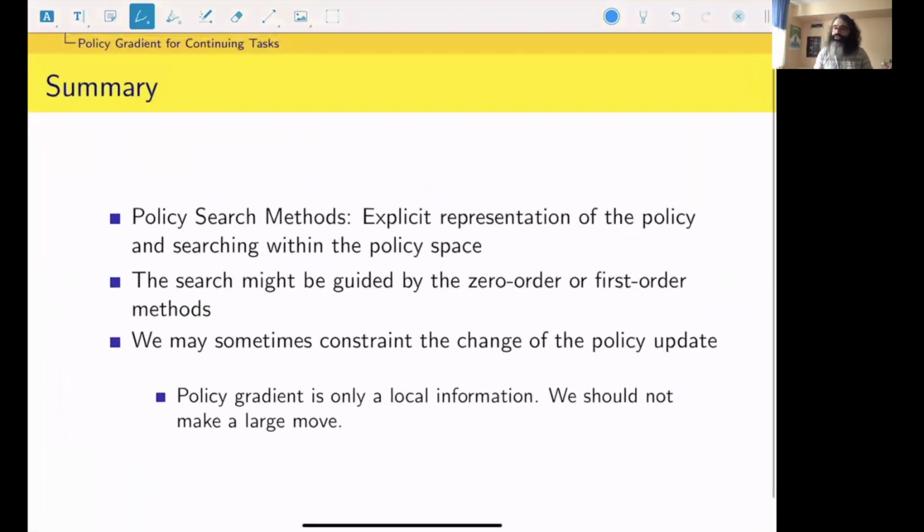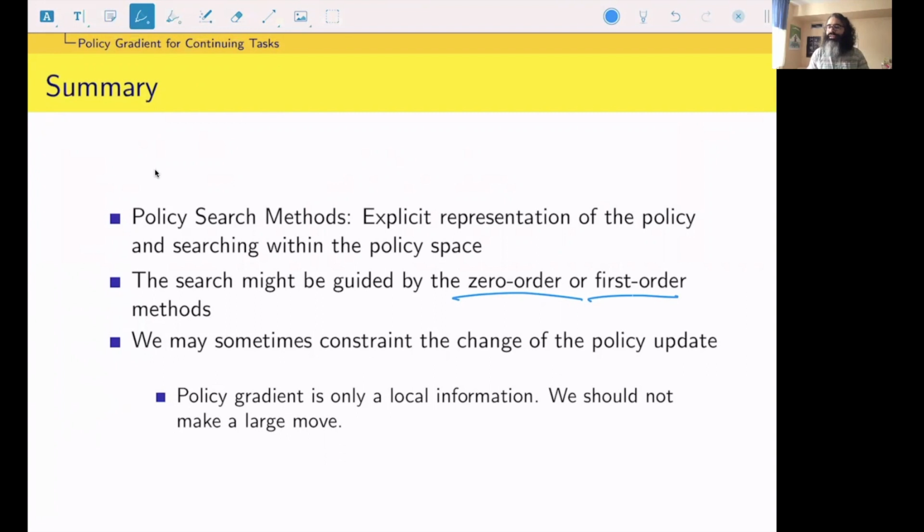So as a summary, policy search methods are about explicit representation of the policy and searching within the policy space. But we just saw that with a policy gradient method, something like the value function comes into the picture at the end of the day. Value function is an important object in RL. The other thing is that the search might be guided by zero order or first order methods. Today I talked about first order methods. In the previous lecture, I talked mostly about zero order ones. So there are more advanced policy gradient methods.